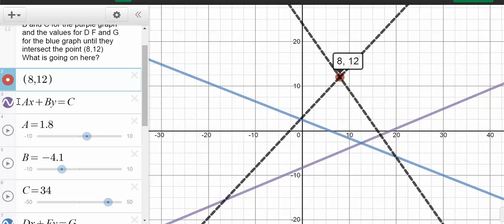Standard form of a what? Of a line. Very good. Okay. So the A value is the coefficient in front of the X. The B value is the coefficient in front of the Y, and the C value is a constant.